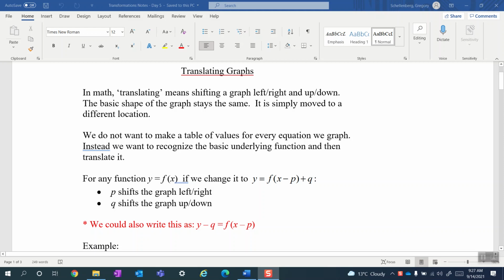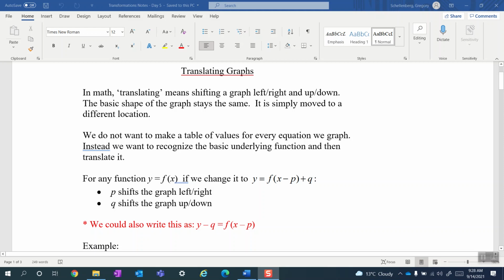So in math, translating means shifting a graph to the left and to the right, up and down. The shape of the basic graph stays the same, but we're just moving its position to the left and right and up and down. And as we've talked about before, you can always create a table of values to find points to plot on the graph, but it's a lot easier if we can just recognize what is the underlying shape, what are the transformations, and then apply the transformations to the basic function.